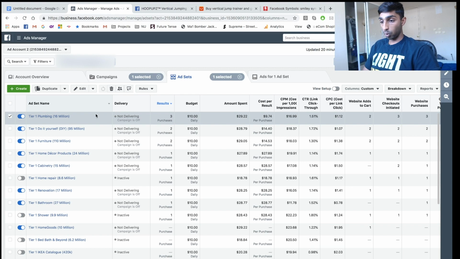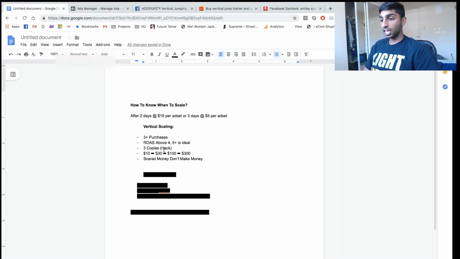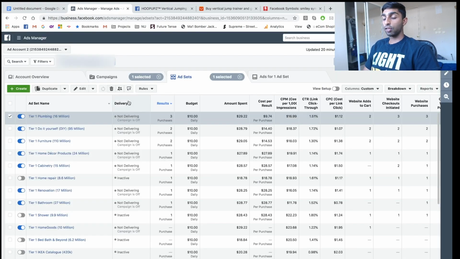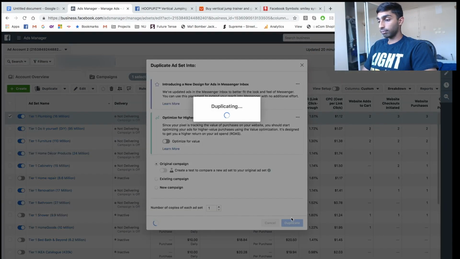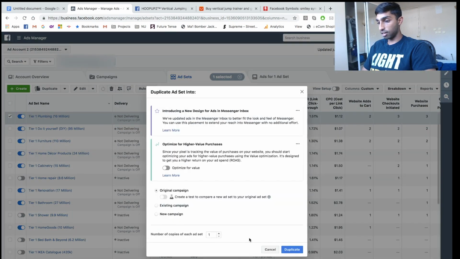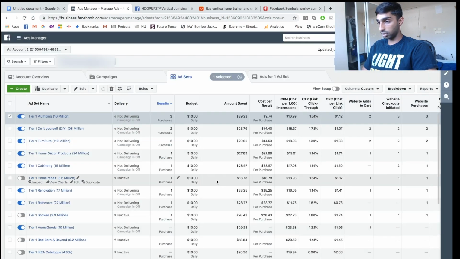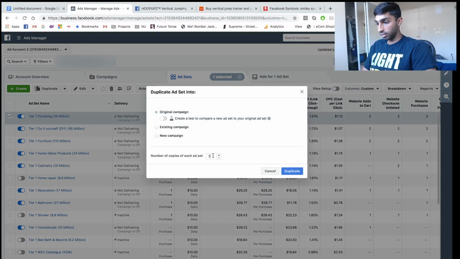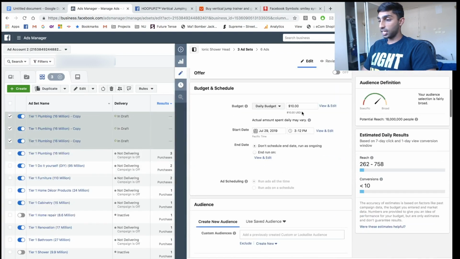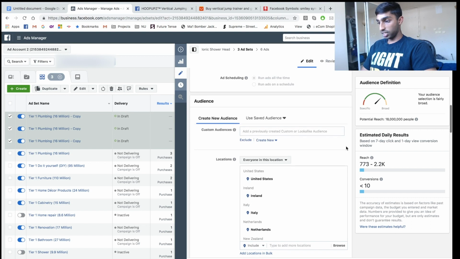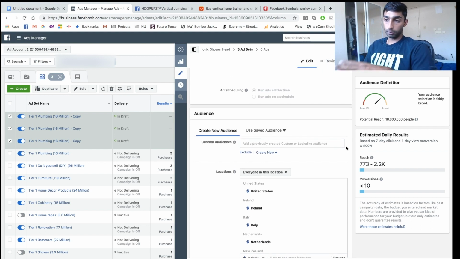So what I would do is I make 3 copies, right? 3 copies, and I do this for a reason. This is kind of a Facebook hack. First let me go through it actually. I take this $10 ad set, this original $10 that I did, and I make 3 copies, right? And I want to set its budget to $30 per ad set. And this is the hack I was talking about.